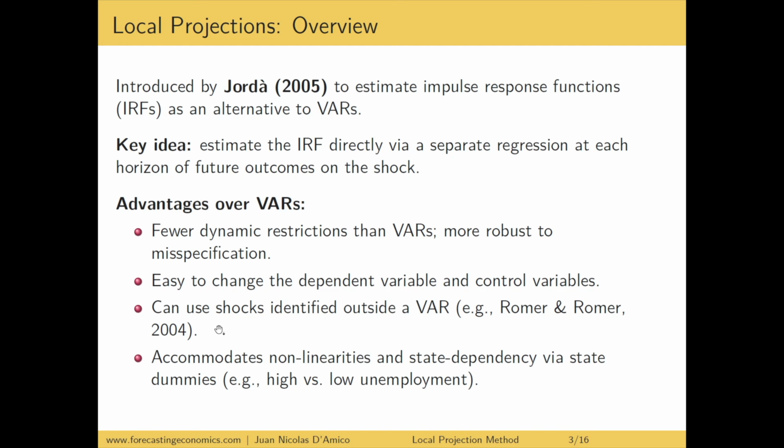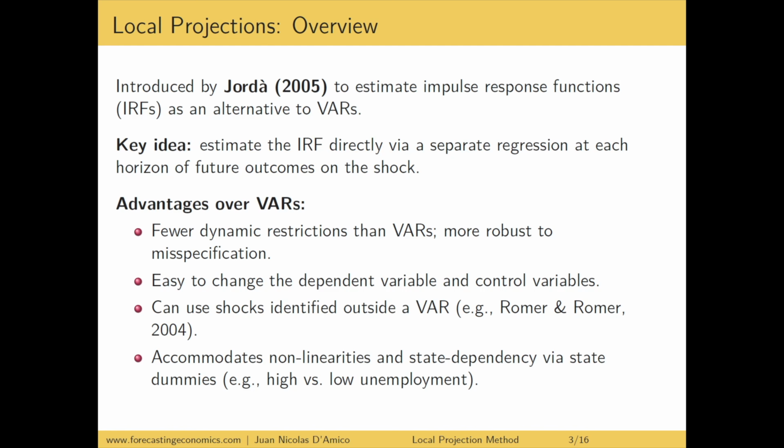We can also use shocks that are identified outside a vector autoregressive model. As an example, I give you a very classic and very relevant one for the literature, that is Romer and Romer in 2004, where they use a narrative approach to identify monetary shocks.